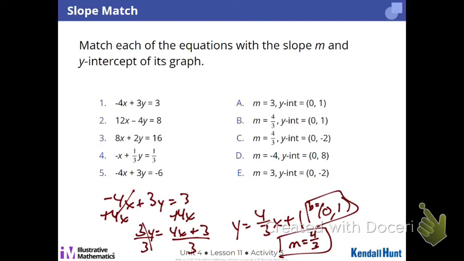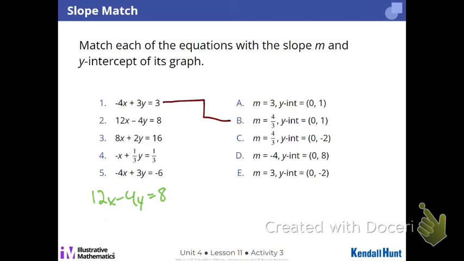Cool. So when you get slope-intercept, check it out. Slope and y-intercept are just right there in our face. Wait, so m is x and b is y? Nope. X and y are any ordered pair on the line. m is the slope of the line, and b is the y-intercept of the line. All right. You and your partner, numbers 2 through 5, match them up.